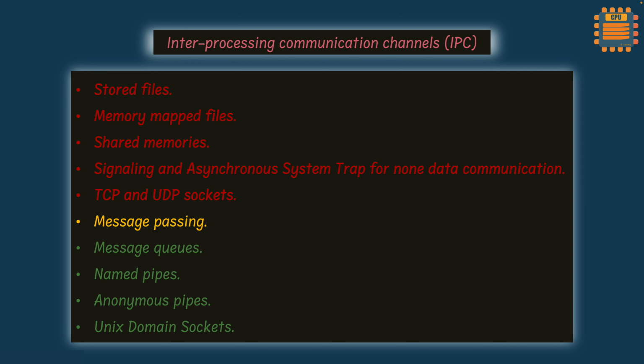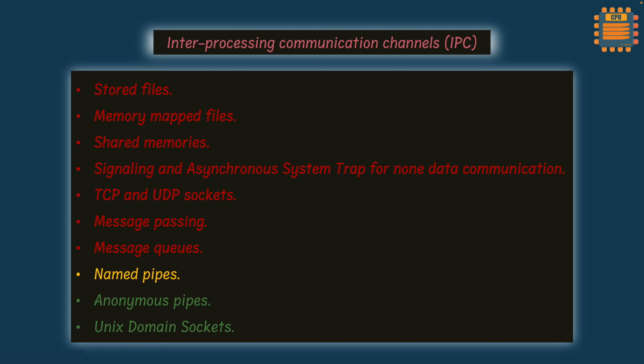Number 6 is the message passing. Message passing is where processes communicate by sending and receiving messages. It can be either synchronous or asynchronous. Number 7, message queues. These are asynchronous form of message passing, where the sender adds messages to the queue and the receivers retrieve them at their own pace. Number 8, named pipes. A named pipe is one-way communication channel that allows processes to communicate with each other. Named pipes are stored in system files, act as interface in the file system.